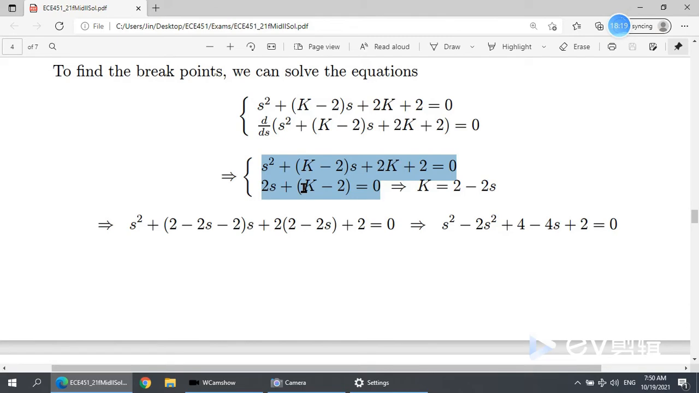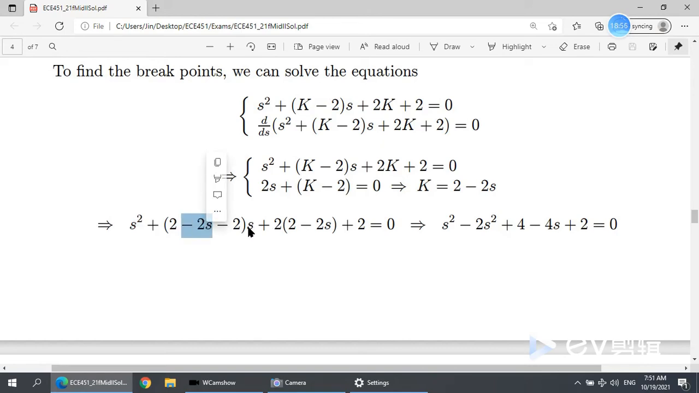Okay, the second equation is quite simple. We can rewrite it as k equal to 2 minus 2s. Then plug in this k equal to 2 minus 2s in the first equation. Then we have s squared plus k minus 2, right? This is k minus 2. 2 minus 2s is k. K minus 2. And here is a 2k. This is k. Okay? And plus 2 equal to 0. Then we do some simplification. We have s squared and another s squared is here.